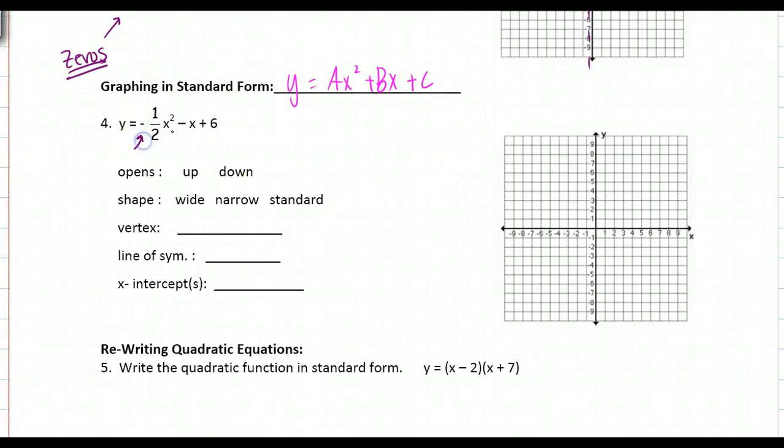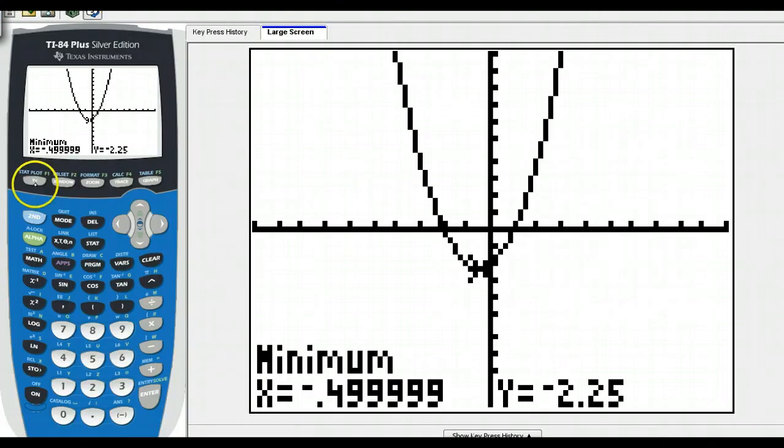In this case, the number in front is negative, so that means it's going to open down. And 1/2 is less than 1, so that means our graph is wide. So we have to do something similar here. We don't know any of this information based on our equation. Now we can algebraically find it, right? We could complete the square and get that information, or we can turn to our calculators.